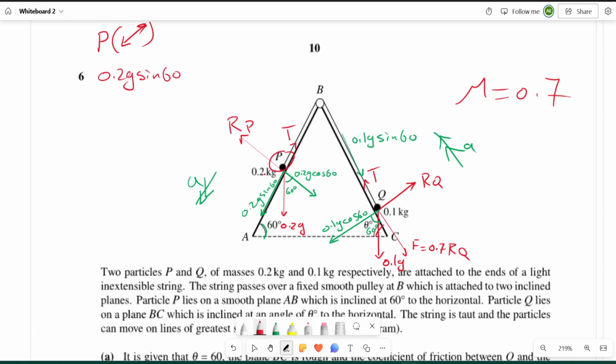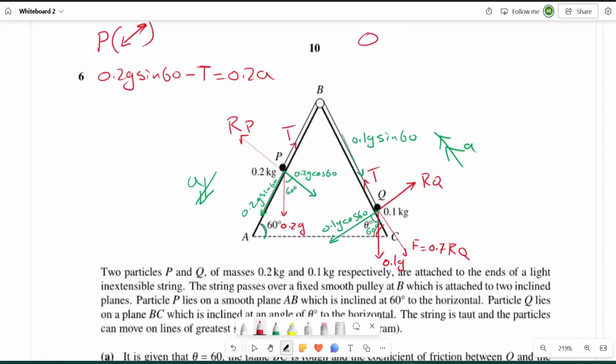Now I'm resolving for P. This force is down, that's why I'm taking it as positive. Then minus the tension force, and that is going to equal the mass, which is 0.2, times the acceleration. This is the equation for P. Now I don't need to resolve P in this direction, to be honest, because there is no friction, so I will not use it. This is a pro tip, and you will get what I mean in a second.